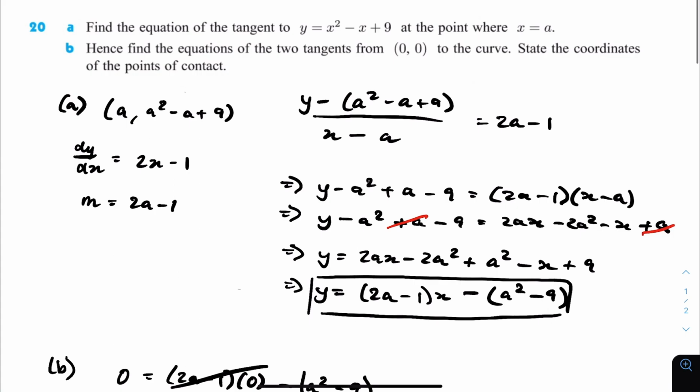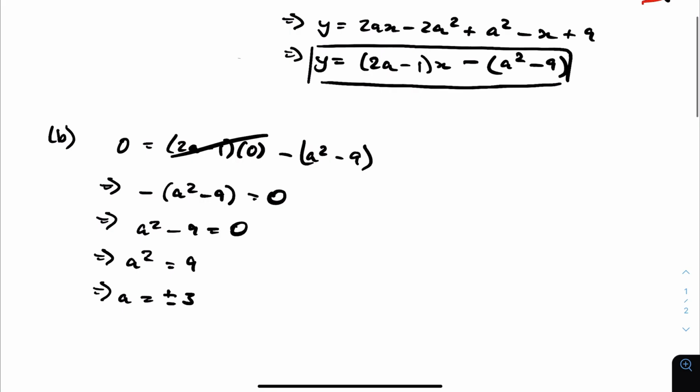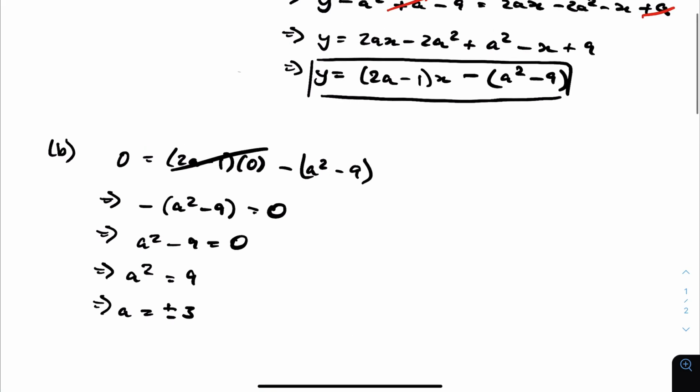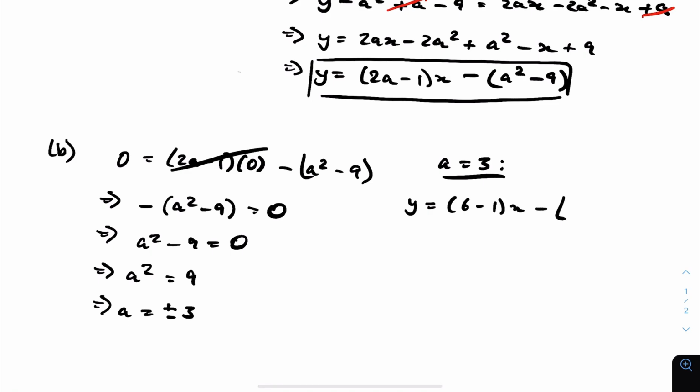So it's asking us to find the equations of the two tangents from (0, 0) to the curve. We've gotten two values of a. What we need to do is just substitute each value into our tangent equation. So when a is equal to 3, we get y is equal to 2 times 3, so 6 minus 1, x, minus 3 squared plus 9. But actually, we don't even need to consider the y-intercept because we know the y-intercept is going to be 0 if it's going through the origin. So we get y equals 5x as our first equation.